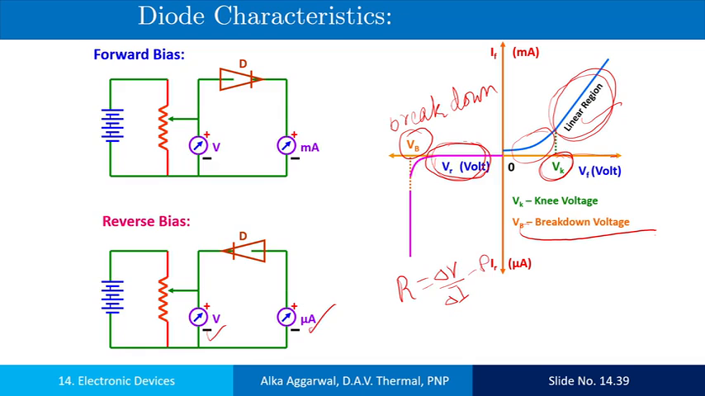As the resistance is not fixed, it is varying. So this type of resistance is called dynamic resistance and is measured as the ratio of the change in the potential to the change in current.